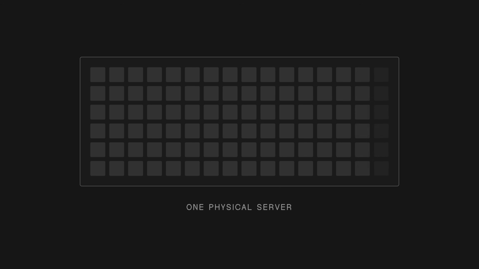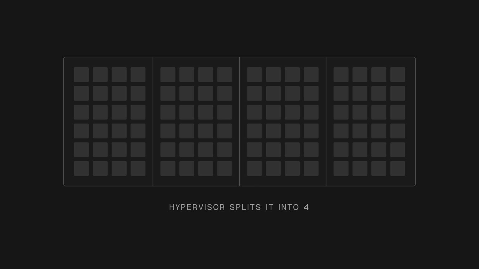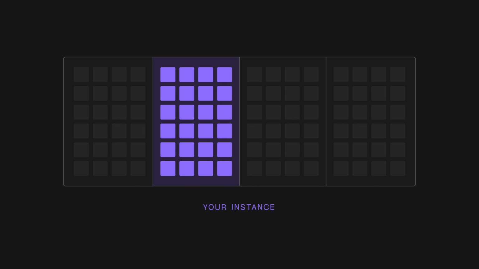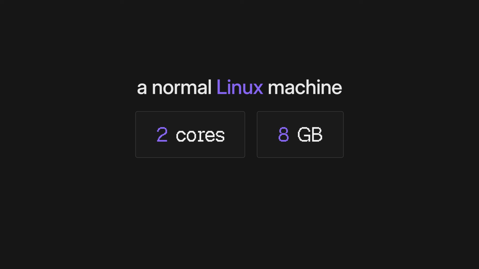The first thing our app needs is a computer, and on AWS, that computer is an EC2 instance. EC2 stands for Elastic Compute Cloud. Somewhere in an AWS data center, there is a real physical server with a lot of CPU cores and a lot of memory. A small program called a hypervisor splits that server into several virtual machines, and one of them is your instance. Let's say you pick an instance with 2 cores and 8 gigabytes of memory. From inside, it looks like a normal Linux machine, but those 2 cores are not the whole server.